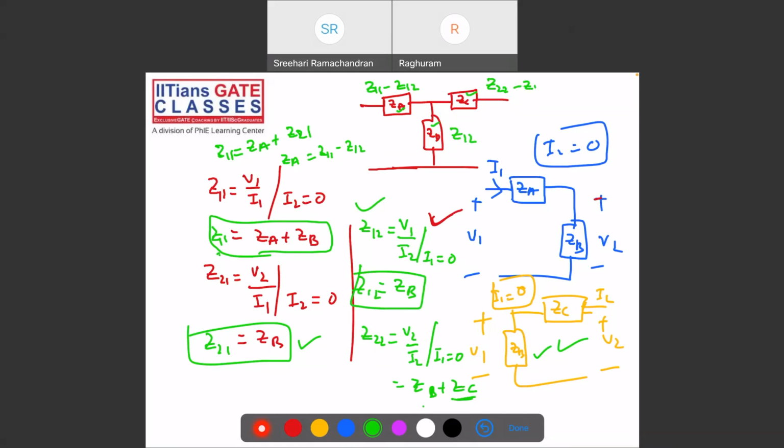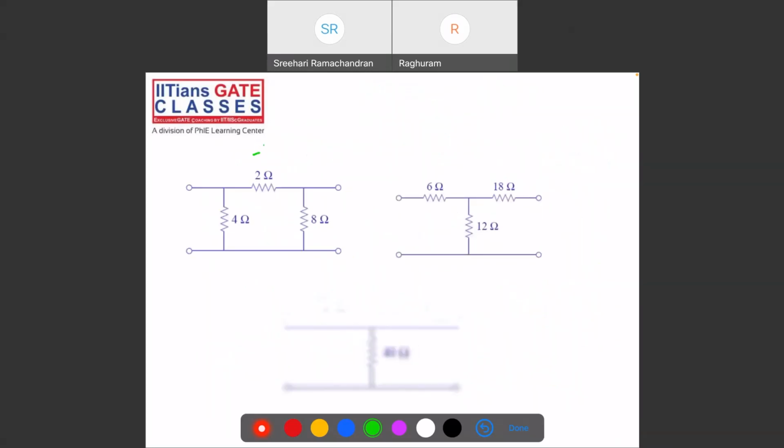If you remember this kind of circuit, you'll encounter it many times. You can directly write it in terms of Z parameters if you know ZA, ZB, and ZC. Similarly for Y parameters: this is minus Y12, this is Y11 plus Y12, this is Y22 plus Y12, in the case of the pi network.